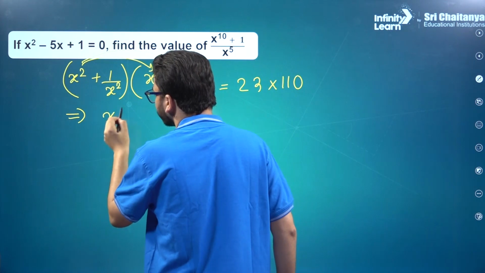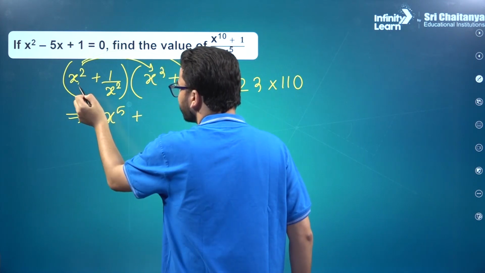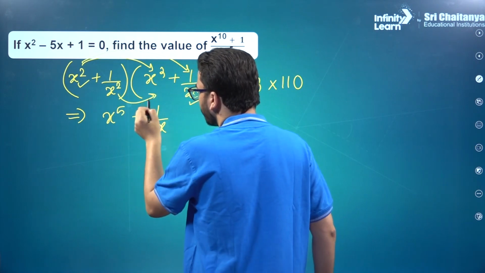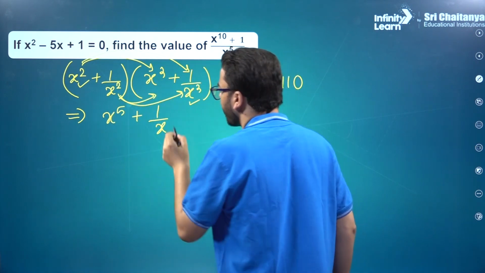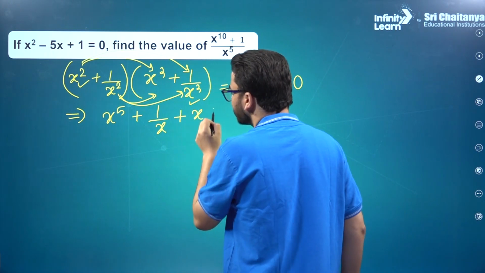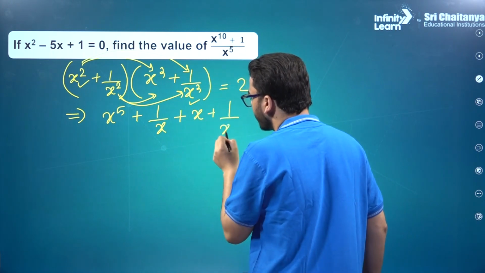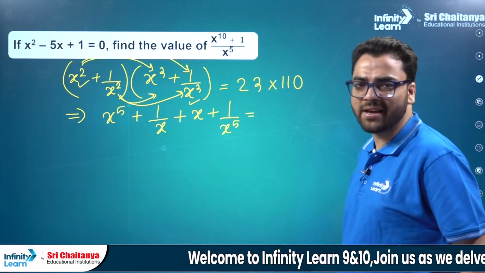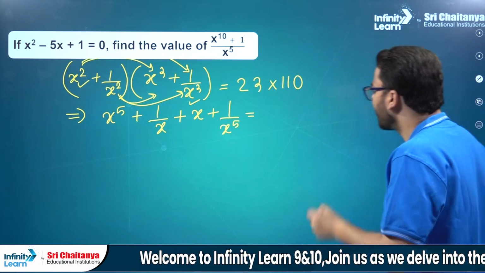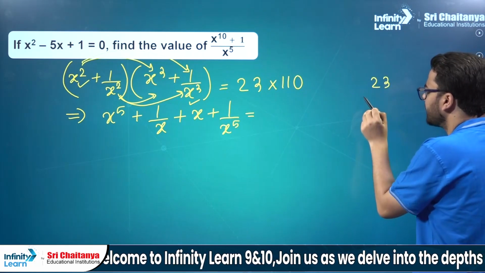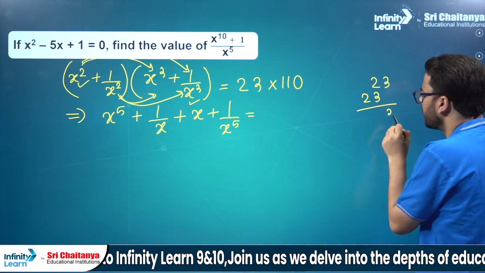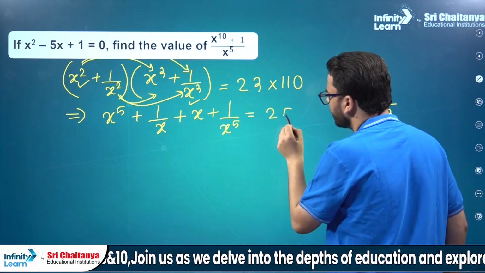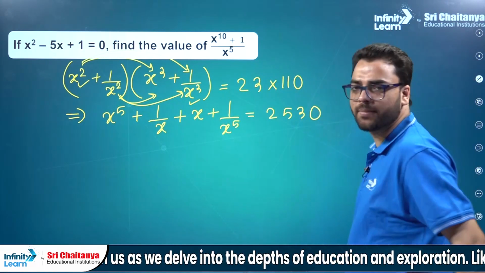This will be multiplied to this and this will be multiplied to this. So you will get x raised to the power 5 plus, if you multiply these two, you will get 1 by x. Then this will be multiplied to this and then to this. So you will get x plus 1 by x raised to the power 5, something like that. So that is equal to 23 into 110. Let us multiply that, and that is equal to 2530, right? 2530 over here, right?